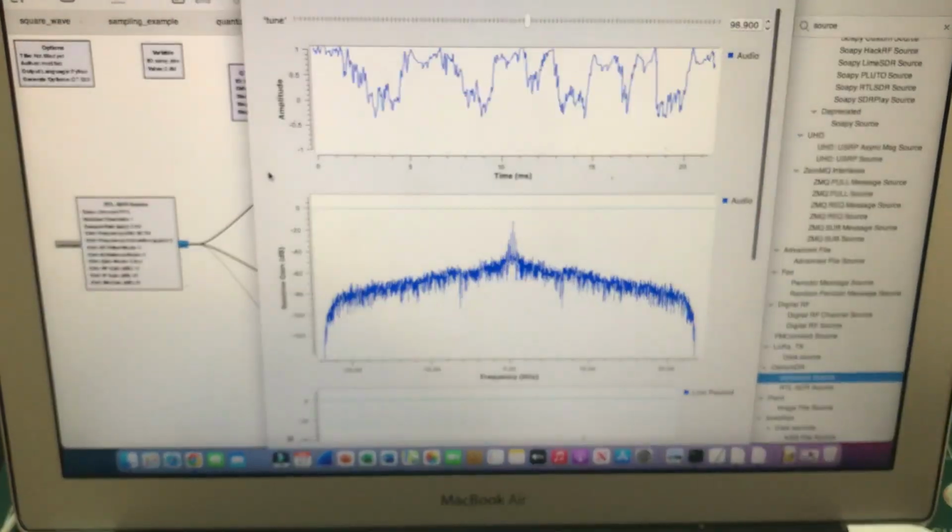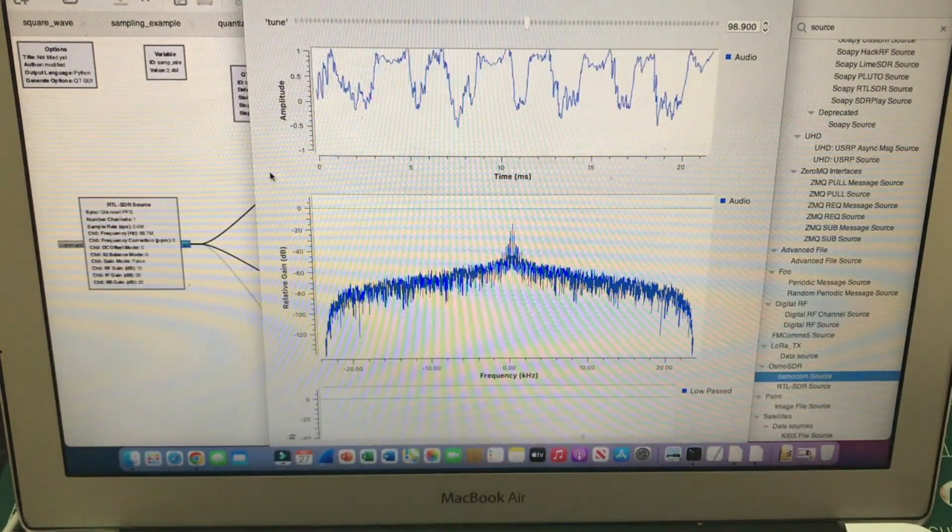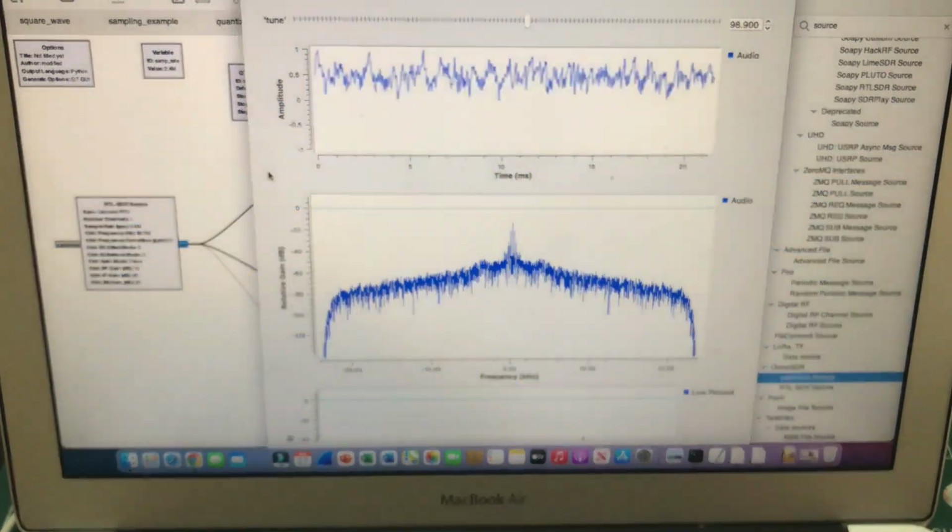So I hope you like this small tutorial on how to make an FM receiver using an RTL-SDR dongle and your GNU Radio Companion.